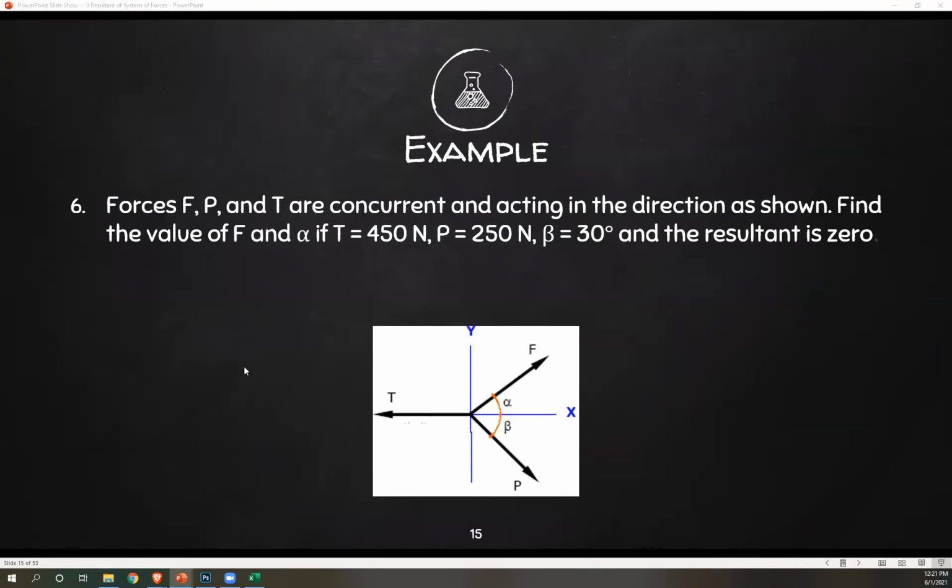Forces F, P, and T are concurrent and acting in the direction as shown. Find the value of F and alpha if T equals 450 newtons, P equals 250 newtons, and beta is 30 degrees, and the resultant is 0. So basically, we're looking for F and alpha. First step, let's write out our given: T is 450, P is 250, beta is 30, resultant is 0.